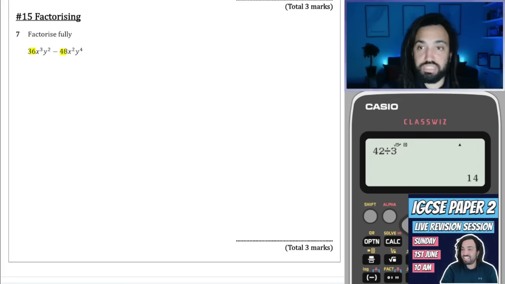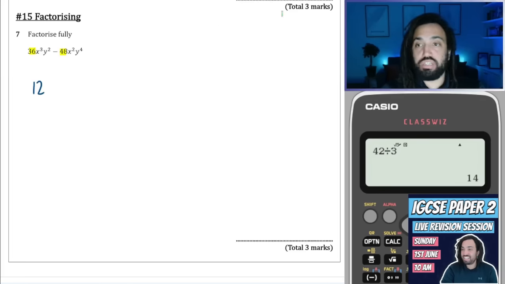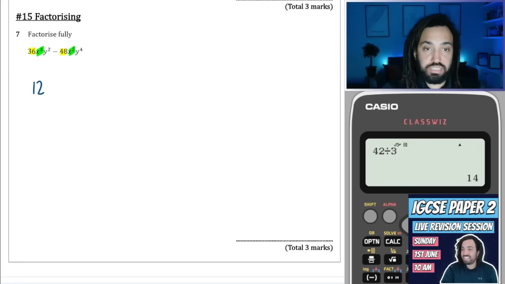Okay, factorising. Let's look at the numerical parts. So the highest common factor there is 12. So we have to put a 12 out. And then looking at the x's, the highest common factor there is x squared. So we have to take that out. And then finally looking at the y's, the highest common factor there is y squared. So we've got to take that out.